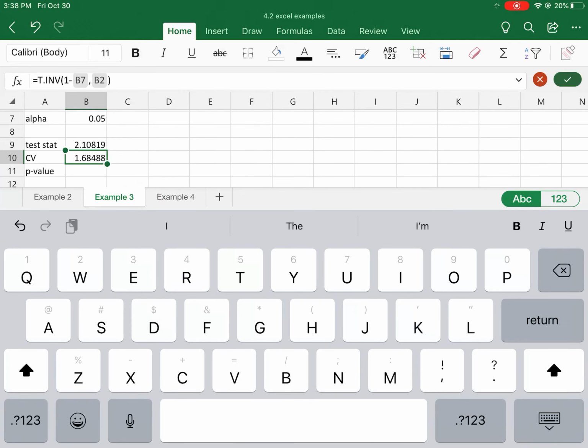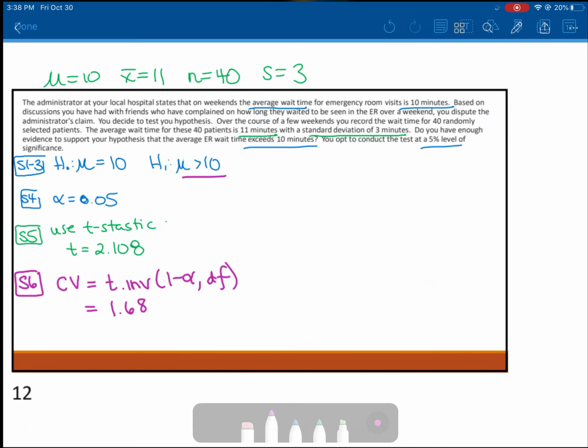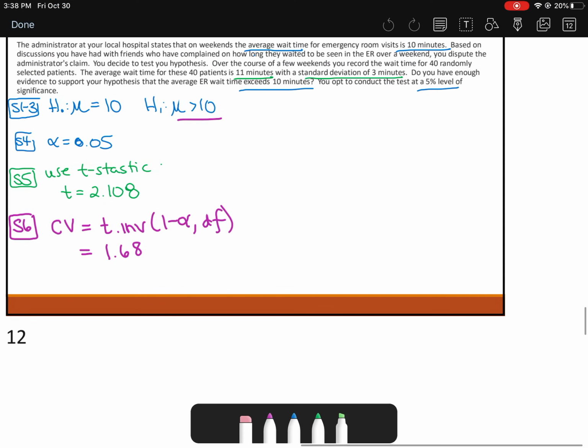I think I went a little too fast. Let me just remember. That's how I got it there, because I had to do the 1 minus alpha, degrees of freedom. So 1.684, round to 1.68.